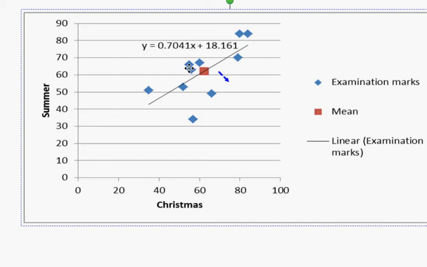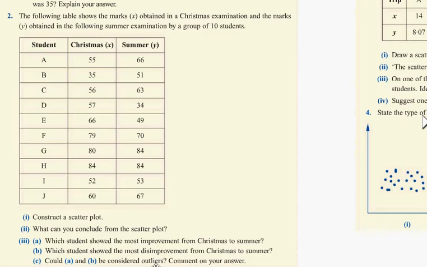When you're done plotting all these points, you're not going to have a line, and you're not going to have the red one. The red dot is the mean. You haven't put in the mean yet. So this is the answer to part 1: how to draw the scatter plot.